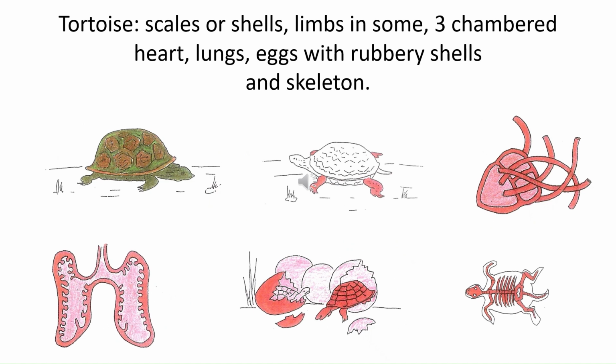Here we have the reptile. Here the example is a tortoise. So some have scales and some have shells. Limbs in some, 3-chambered heart, lungs, eggs with rubbery shells, and skeleton.